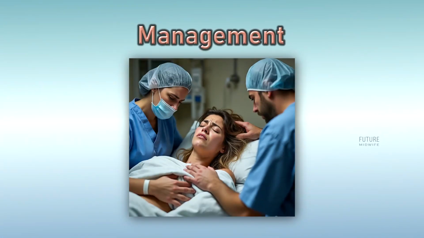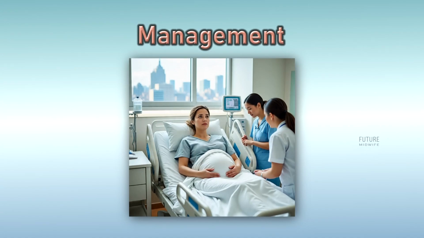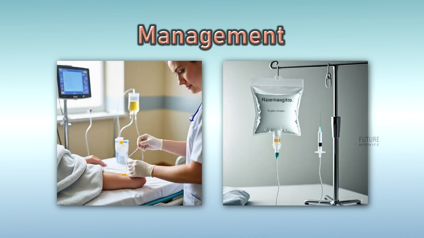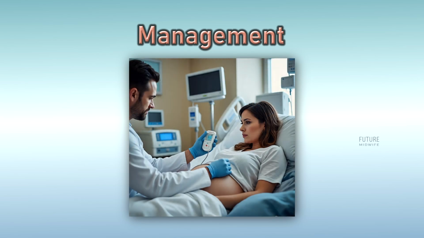Finally, we reach the management aspect of prolonged labor. In that, we will see the general measures, which include admit to hospital, IV fluid to correct dehydration and ketosis, antibiotic prophylaxis if labor is prolonged more than 18 hours with a ruptured membrane. Maternal bladder should be emptied regularly and continuous fetal monitoring.